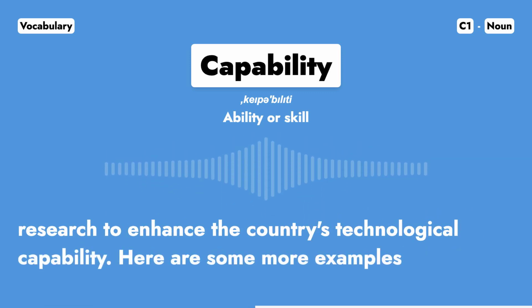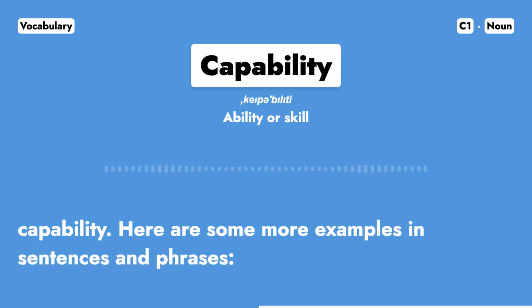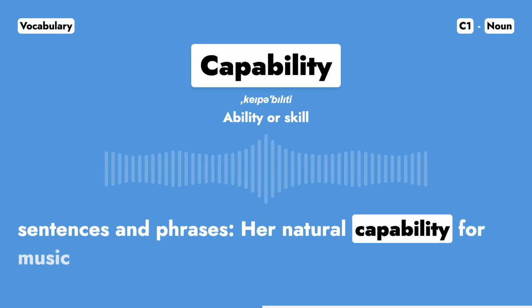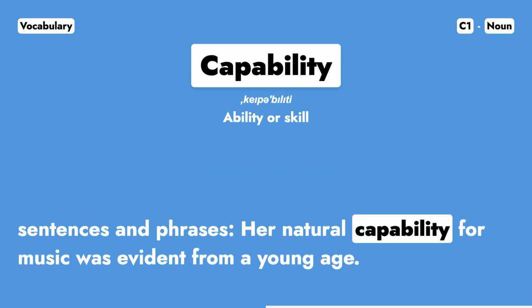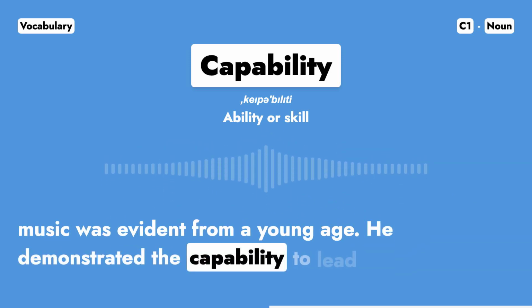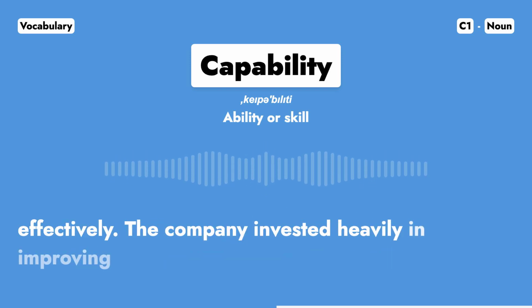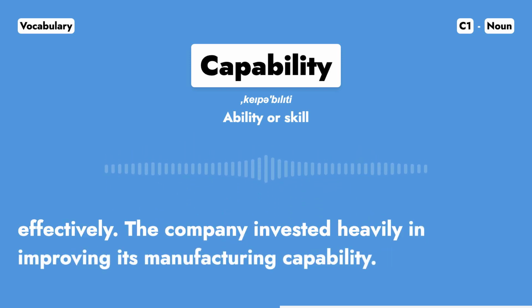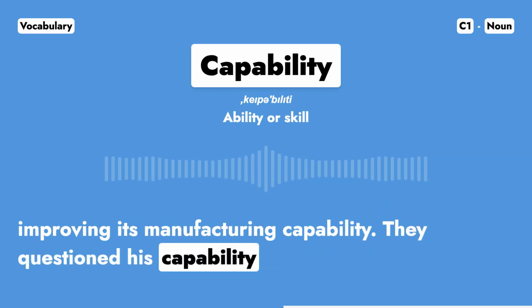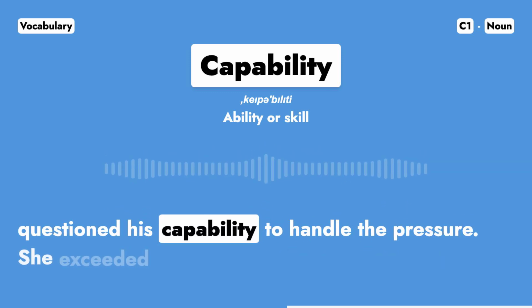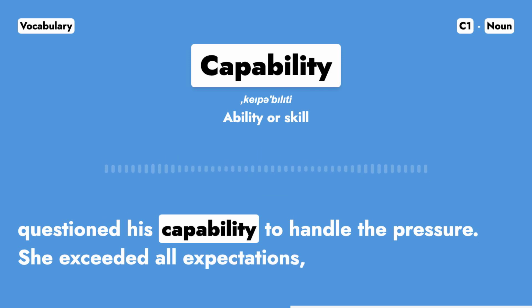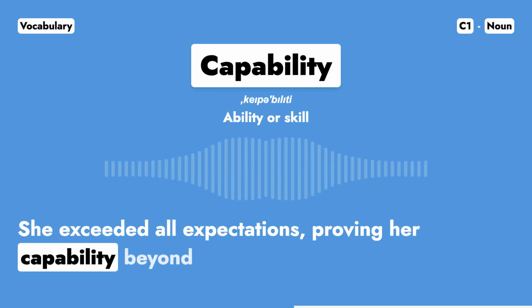Here are some more examples in sentences and phrases. Her natural capability for music was evident from a young age. He demonstrated the capability to lead the team effectively. The company invested heavily in improving its manufacturing capability. They questioned his capability to handle the pressure. She exceeded all expectations, proving her capability beyond doubt.